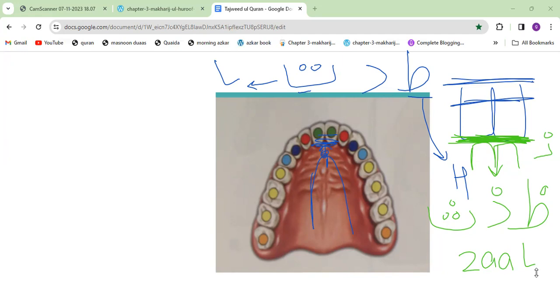If you connect the tip of your tongue with the tip of the front two teeth to pronounce the sa, it's going to be different from the seen. Why? Because seen is going to sound different when we join the upper and lower front two teeth.